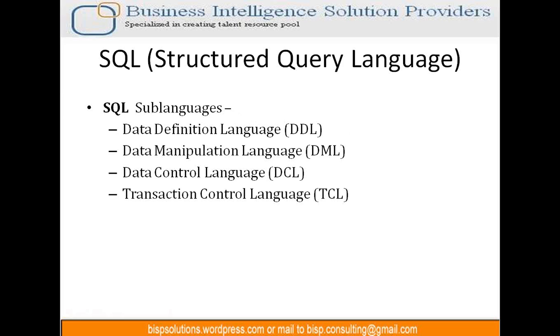Data definition language allows us to define the structure of the database objects. Now, what do you mean by database objects? A table is a database object. So if you are creating a table, or altering the table, modifying the table, or dropping the table, all this is done with the help of data definition language. Data manipulation language allows us to manipulate the data in the table.